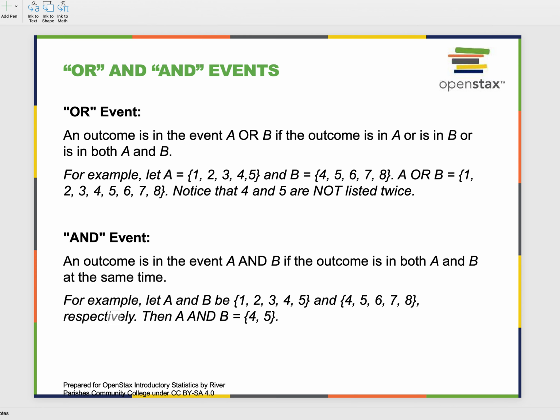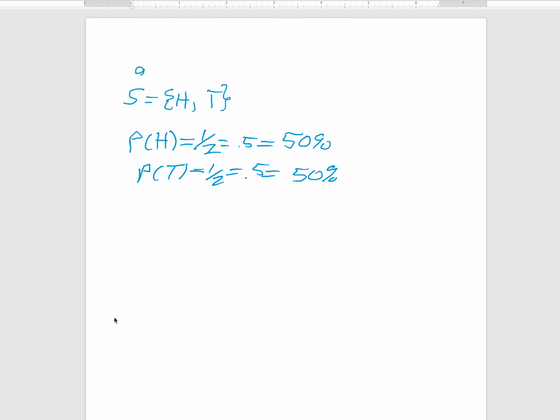So there's "or" events. An outcome is an event A or B. If the outcome is A or is B, it means it is A or is B or both A and B. So this comes out to have some concept that we talked about in class, so 1, 2, 3, 4, 5, and 4, 5, 6, 7, 8. Let's remember that. Let's go over here and look at what we've got. And let's change the color slightly.